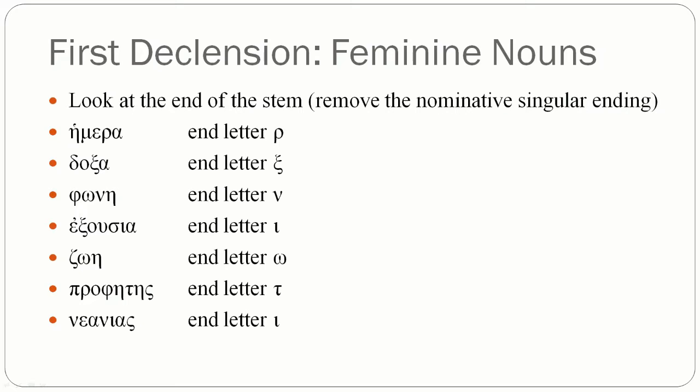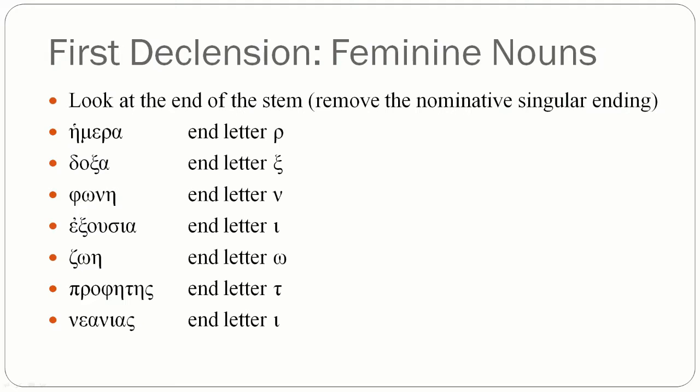Alright, so look at prophetes. Okay, drop off the last 2 letters of this one, the eta and the sigma, and you're left with the stem, which ends then in a tau. And that last word, neanias, drop off the alpha and the sigma, and you're left with the stem, which then ends in the letter iota. Alright, there are no neuter first declension nouns.